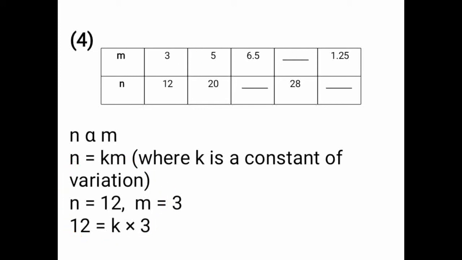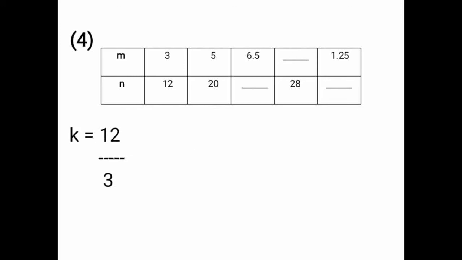Take K on the left side, 12 on the right side in numerator and 3 on denominator. That is K is equal to 12 upon 3. You have to divide 12 by 3. You can directly do cancellation here if you know the table. 3 ones are 3, 3 fours are 12. Therefore, K is equal to 4. Constant of variation K is equal to 4.